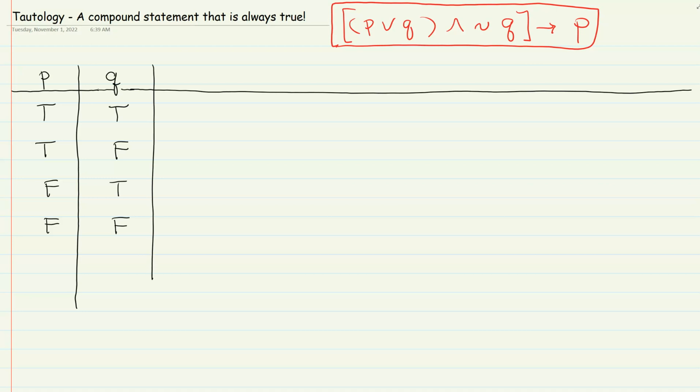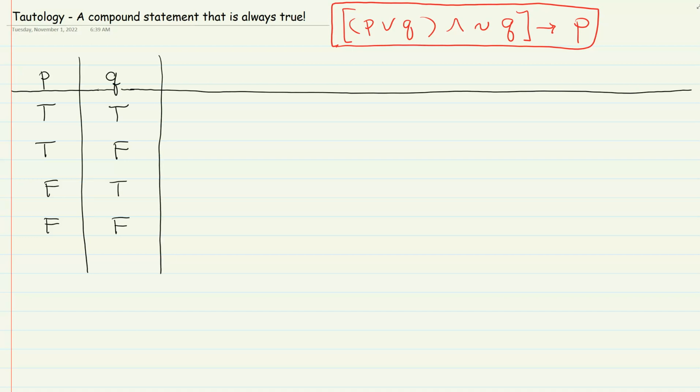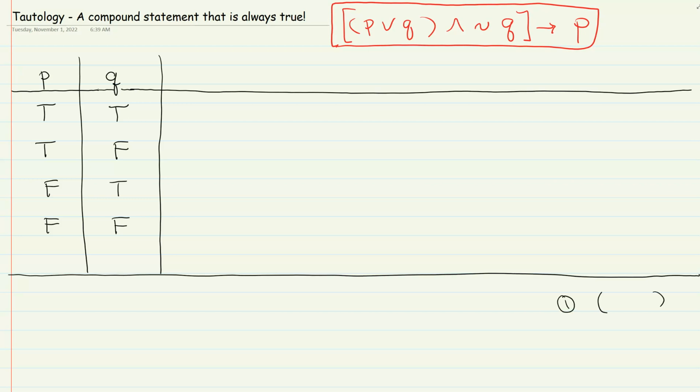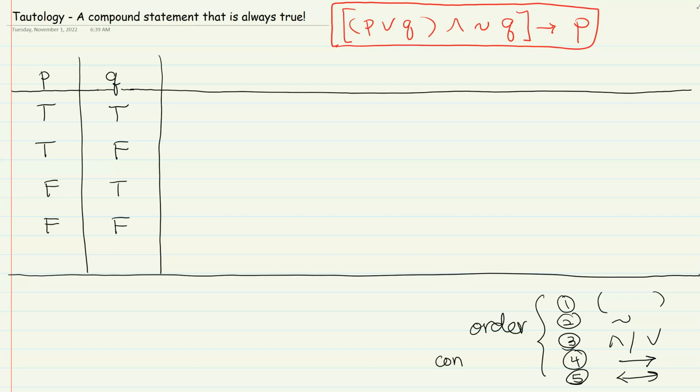Now, what are we going to list next on our table? We have to ask ourselves, what is our order of connectives? The order of connectives would be, first, parentheses. Second, negation. Third, and, or. Fourth is if then, and then fifth is if and only if. That is the order of your connectives, okay?